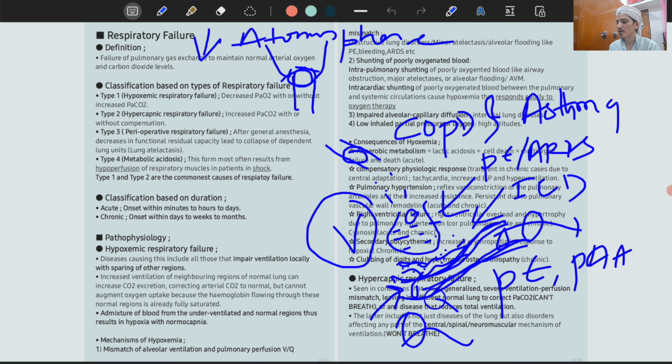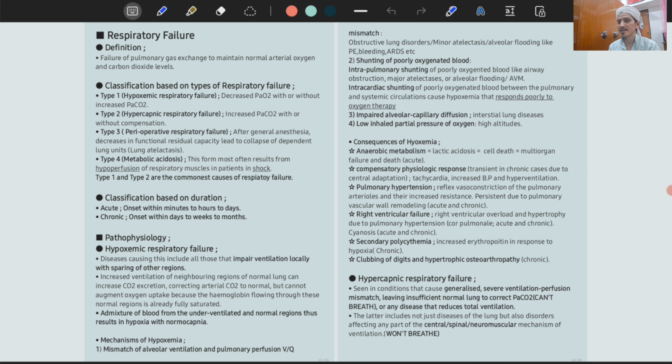Sometimes perfusion will be normal, but the alveoli will not be normal. Sometimes the alveoli will be normal, but blood perfusion will not be normal, meaning there will be some abnormal hemoglobin or pulmonary embolism or some obstruction like that. Or there can be shunting, where deoxygenated blood mixes with oxygenated blood. This is how you can remember the causes of hypoxemia, and these are the consequences of hypoxemia.